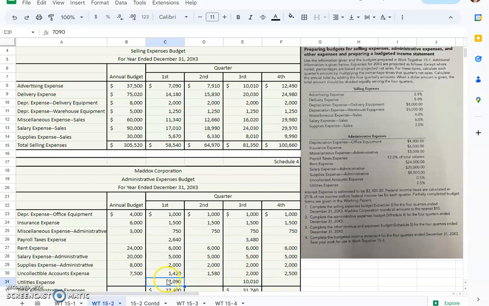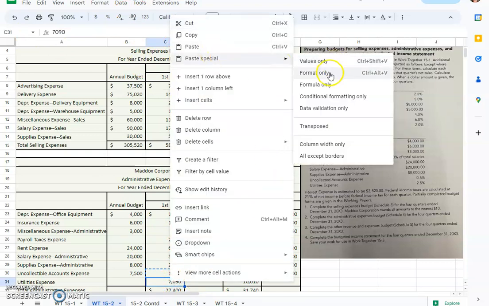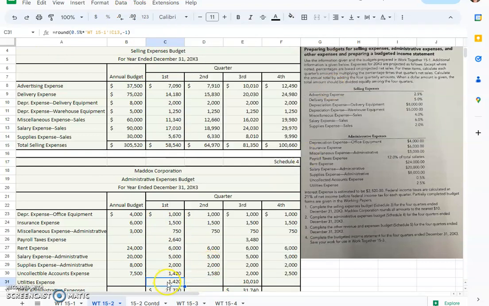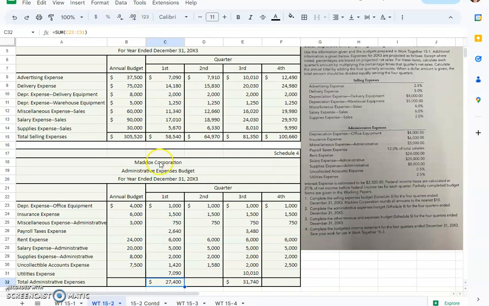Okay, and then for utilities expense, 2.5%. So we'll just copy it all the way up here. Okay, and we'll come down here. We'll paste our formula only. And then we'll change it to 2.5%. So we get 7,090 or 10,010 was correct that the book gave us. We'll add them across. Okay.